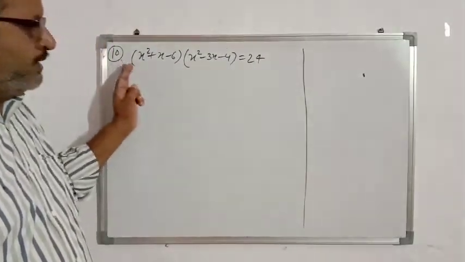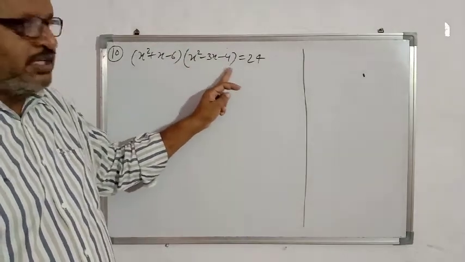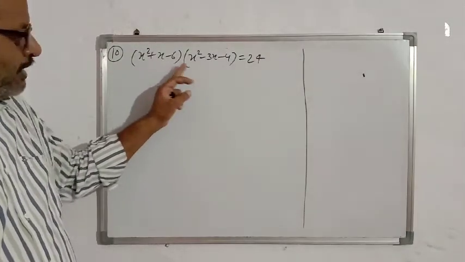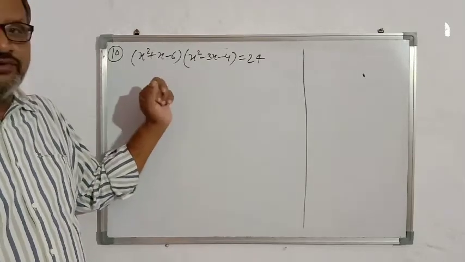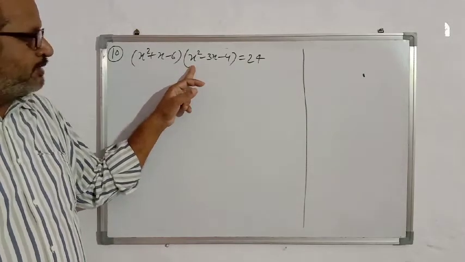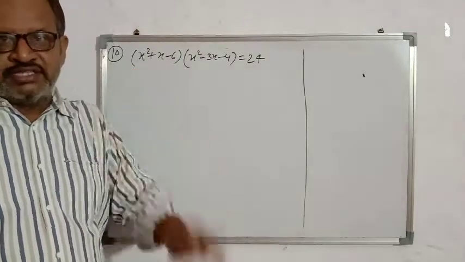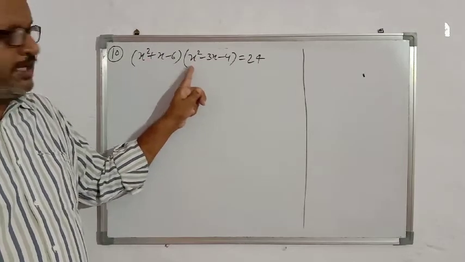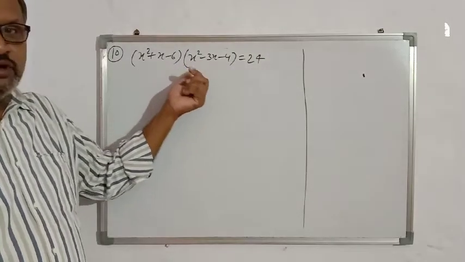See question number 10. (x² + x − 6)(x² − 3x − 4) = 24. If we multiply both brackets, we will get an equation in x of degree 4, because x² into x² will come x⁴. It means if we solve this equation, we will get 4 values of x. Why 4 values of x? Because the maximum power of x will come 4 if we multiply both the equations. So we have to find those 4 values of x.